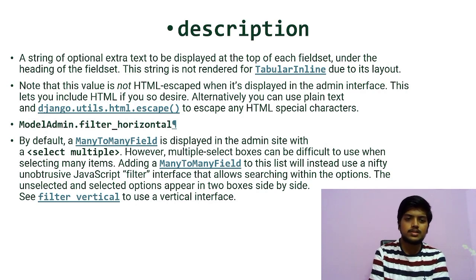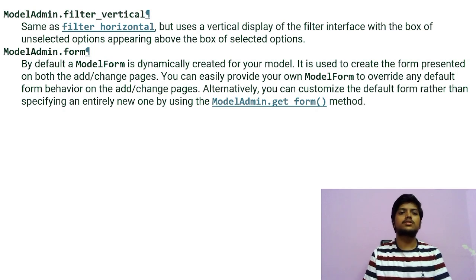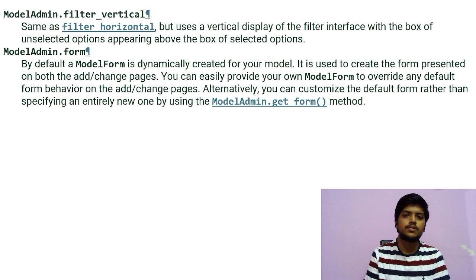ModelAdmin.filter_horizontal. By default, a ManyToManyField is displayed in the admin site with a select multiple. However, multiple select boxes can be difficult to use when selecting many items. ModelAdmin.filter_vertical is the same as filter_horizontal but uses a vertical display of the filter interface, with the box of unselected options appearing above the box of selected options.